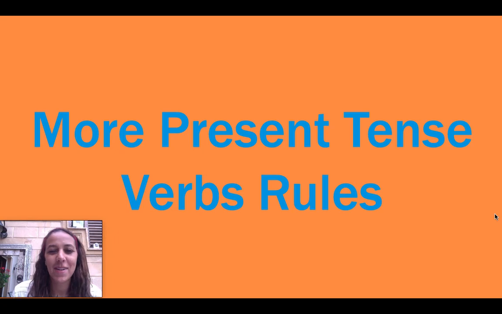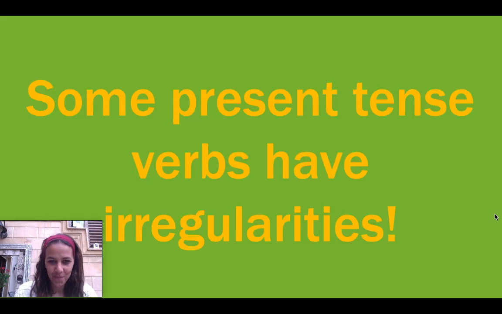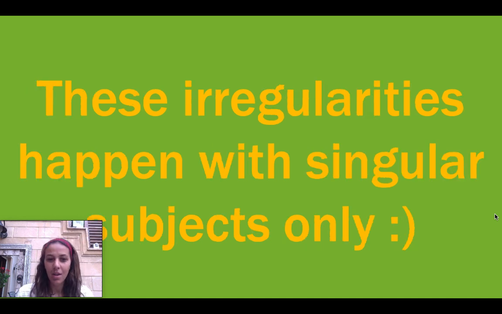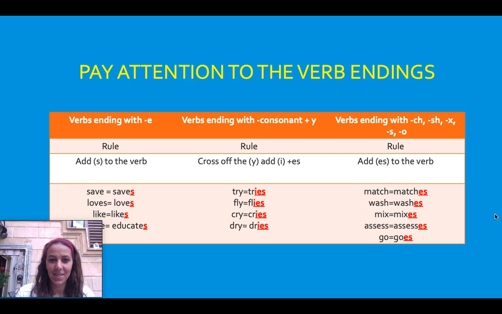Let's talk about more present tense verb rules. Some present tense verbs have irregularities. What does that mean? That means that the ending of the verb is going to change a little bit in the singular subject-verb agreement. So, let's see how that happens.